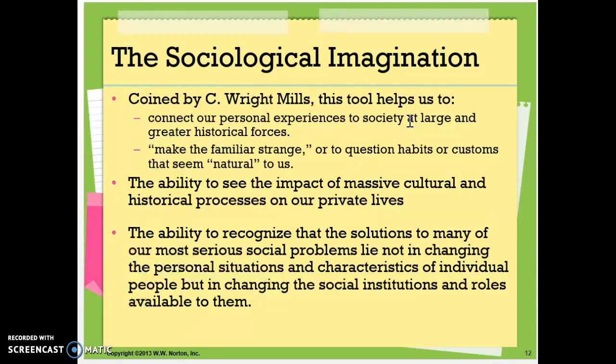And then he made a distinction between personal troubles and public issues. Public issues have to do with matters that transcend the local environments of the individual. So the way that we look at things in sociology is that we recognize that we all have personal troubles, or we have personal stuff going on in our lives. But in sociology, what we do is we transcend those personal troubles and connect them with larger, broader public issues that people other than us are having at the same time as us.